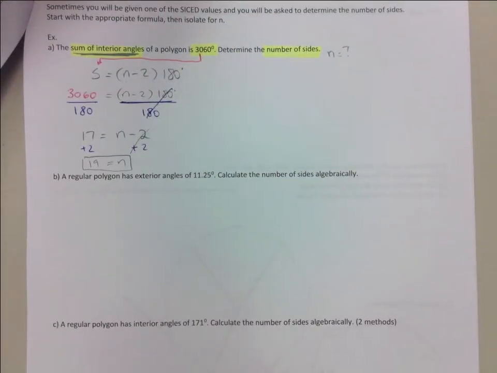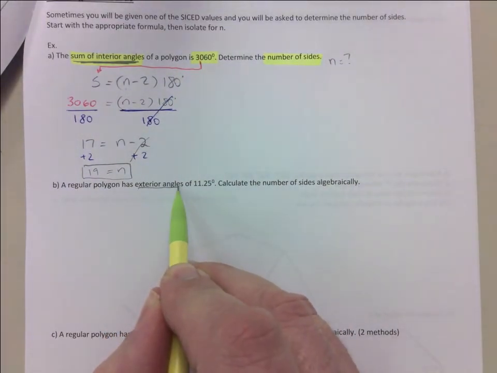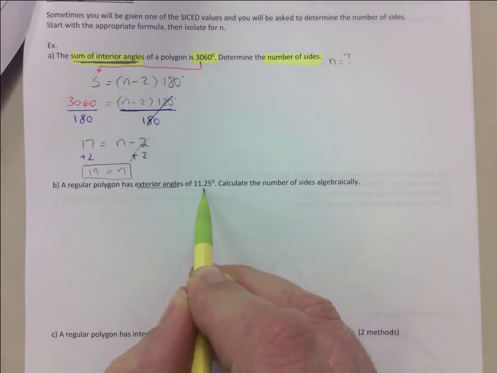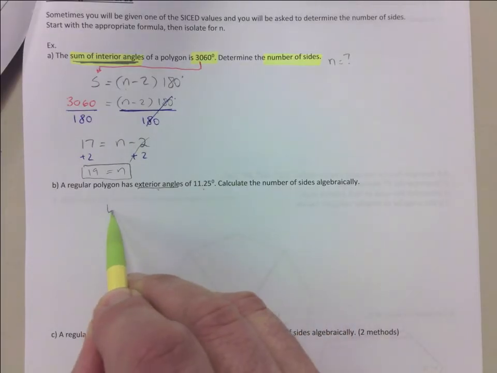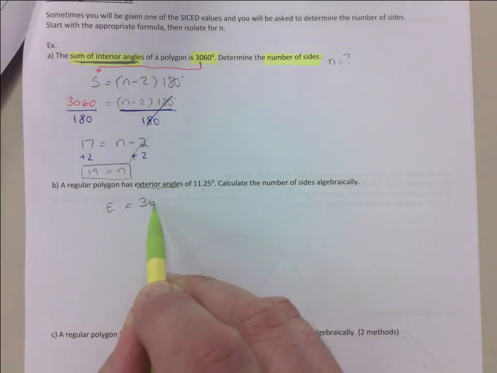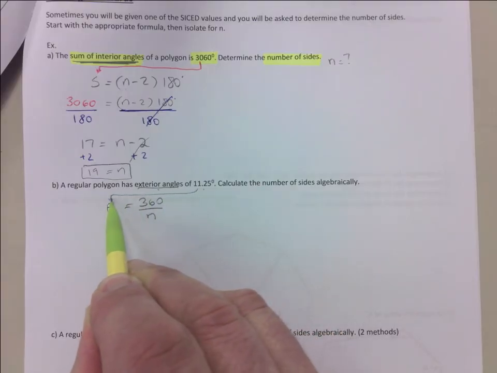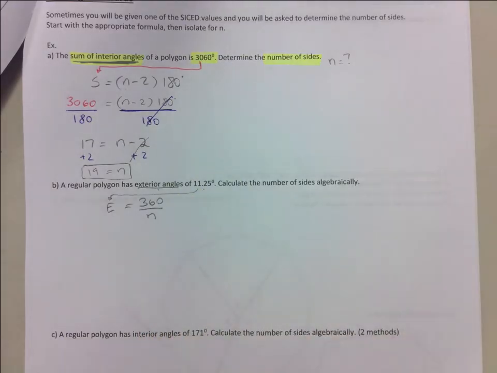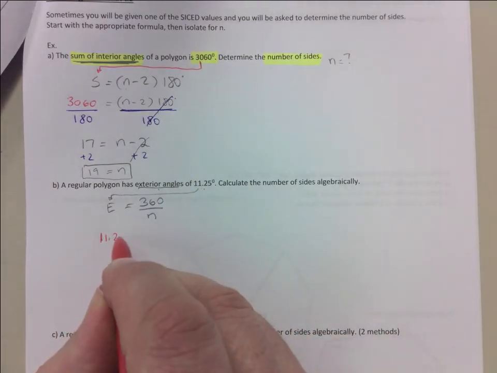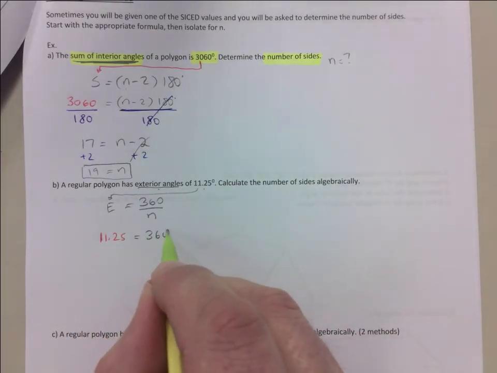One more. Oh, what? Exterior angle is this. This is the easiest one of them all, guys. This one, I hope you get this one. What's this formula for exterior angles? 360 over n. We substitute in the exterior angle because we know what that is. So that's 11.25 is equal to 360 over n.